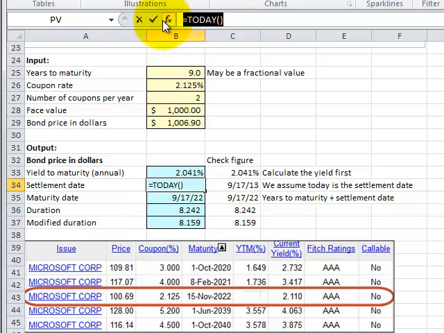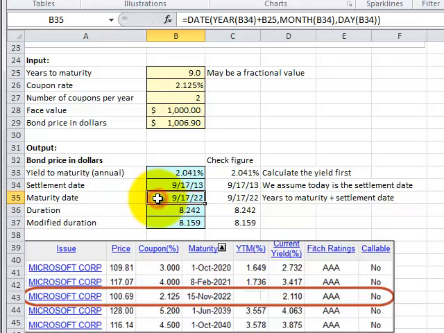For the settlement date, we're going to use the today function in Excel. We're going to assume that the bond is being purchased today. The trick is in generating the maturity date. The function is rather complex, but what it does is it takes the current year and adds to it the 9 years to maturity. And then it uses the current month and the current day. So basically all we're doing in cell 35 is adding 9 years, because the bond has a 9-year maturity, to the settlement date we generated.